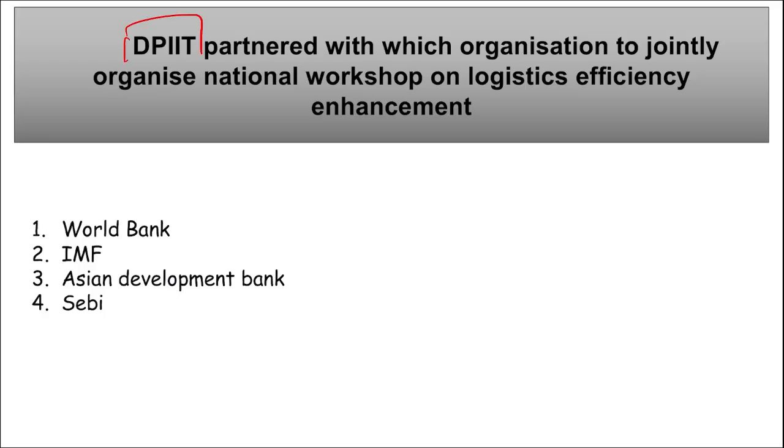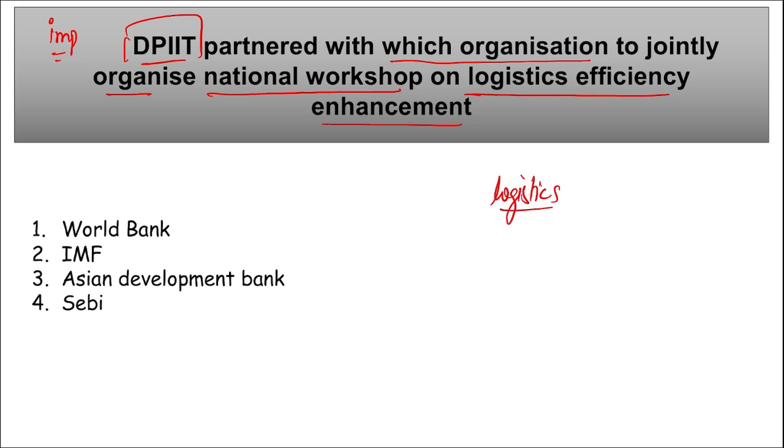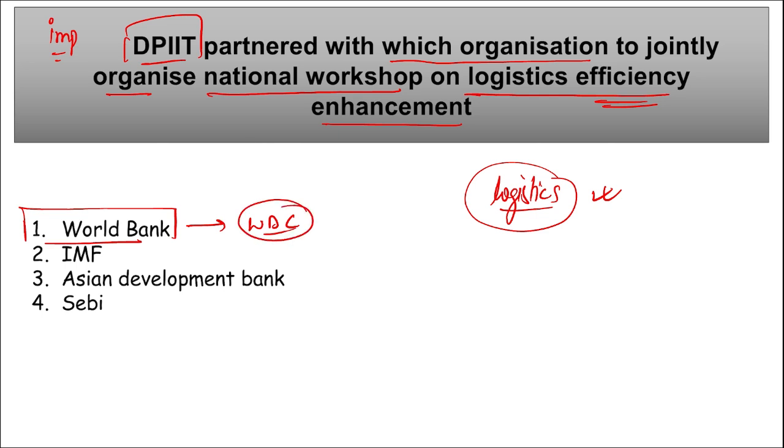Next is DPIIT. This question is important. DPIIT partnered with which organization to jointly organize a national workshop on logistics efficiency enhancement? That is, in order to grow the logistics sector and increase its efficiency, DPIIT, that is the Department for Promotion of Industry and Internal Trade, has partnered with which organization? They have partnered with the World Bank, headquartered in Washington DC. Ajay Banga is the president here, right? And they together jointly organized a workshop.